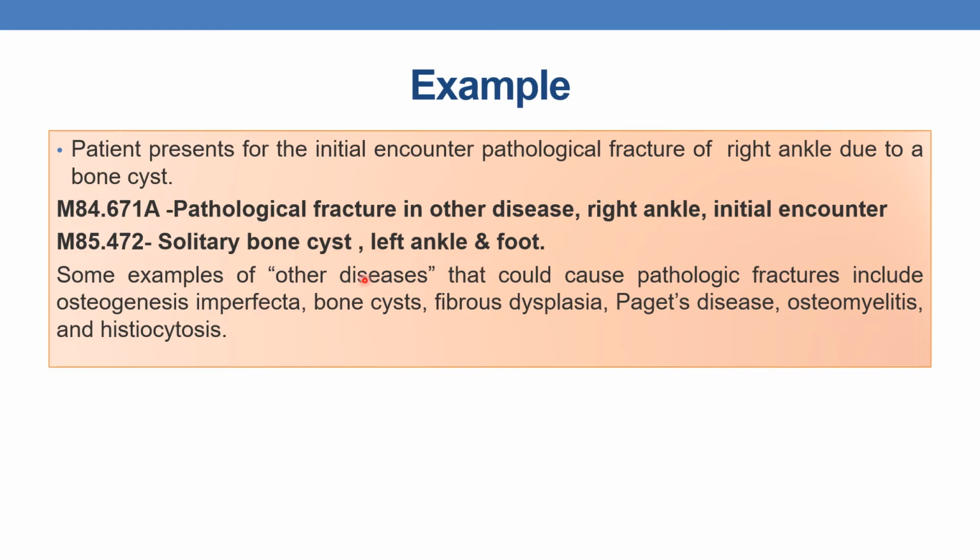And some of the examples of other diseases that could cause pathological fractures are osteogenesis imperfecta, bone cyst, fibrous dysplasia, Paget's disease, osteomyelitis, and histiocytosis. These are some of the other diseases that can cause pathological fractures.